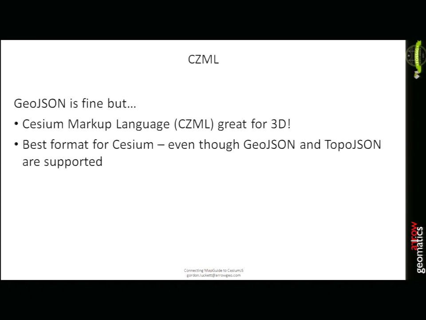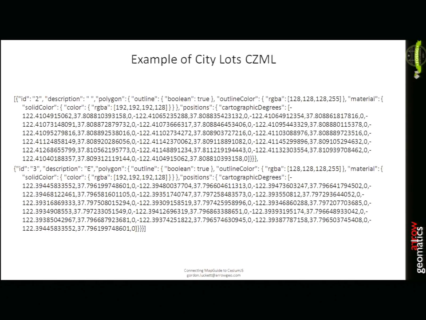Well, I can stream out GeoJSON from MapGuide in some ways, but I needed something better for 3D. And I thought, well, I'm going to call it CZML, sorry, Canadian, so CZML, okay. And it was the best format. But how do I get CZML out of MapGuide? Well, we'll see how that works. CZML looks like this. So here's a version of CZML. It looks a lot like GeoJSON, except it's modified for Cesium.